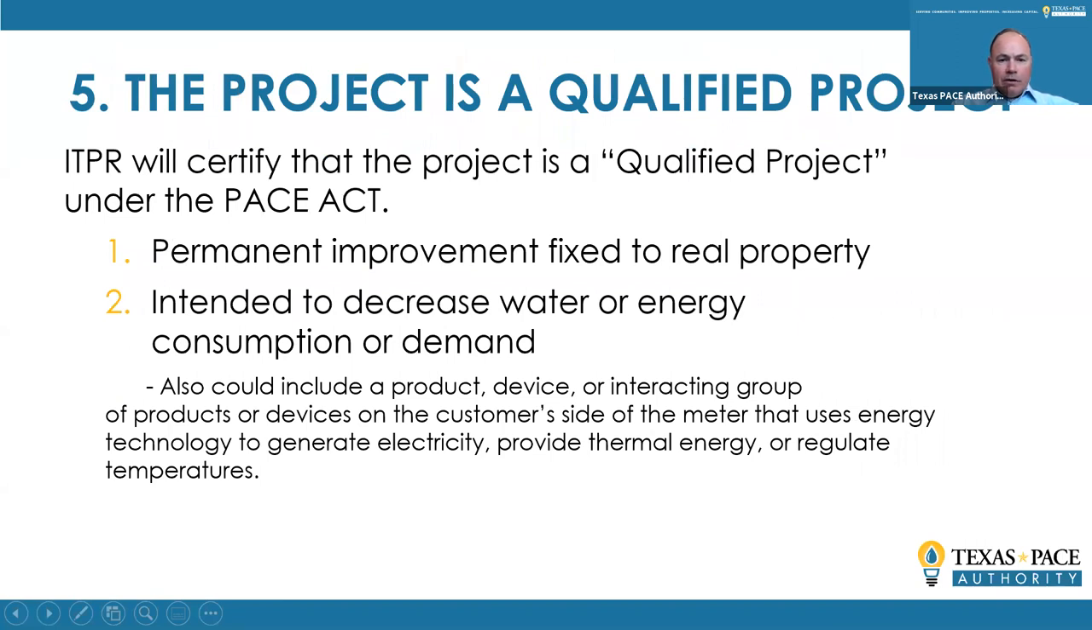The ITPR certifies it's a qualified project under the PACE Act. I don't think I've touched on this yet, but to be eligible also under number one there, this has to be what's considered a permanent improvement fixed to real property. So what does permanent mean? Permanent does not mean forever, for 200 years. Permanent means that it remains in place and is permanently affixed for at least the life of the assessment.